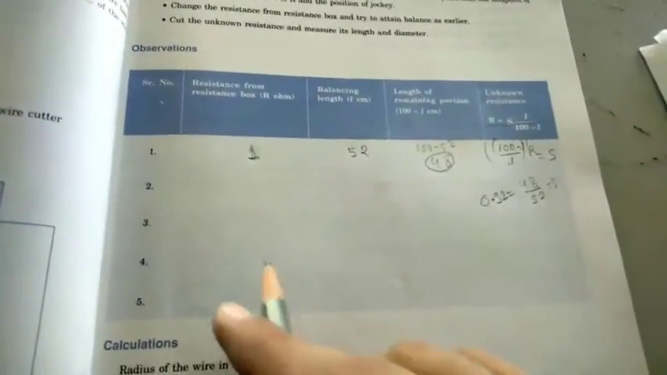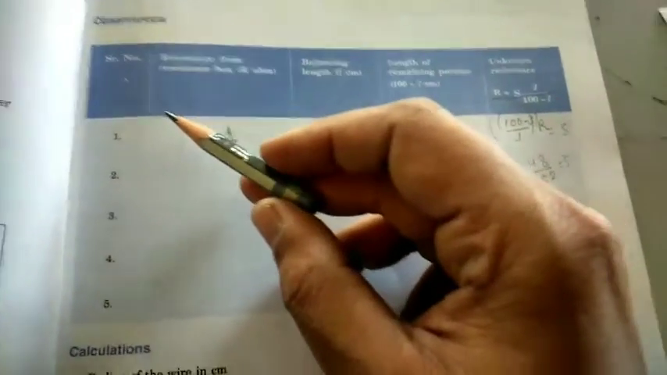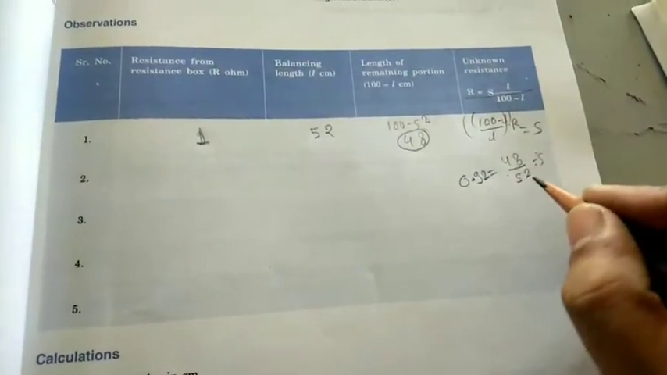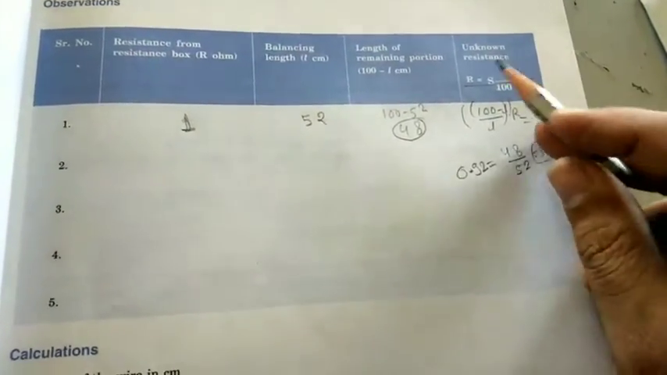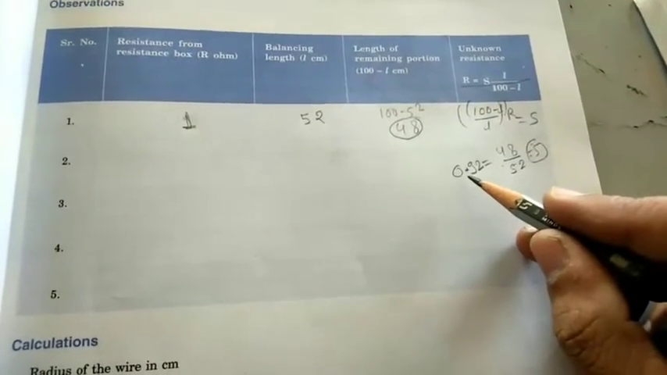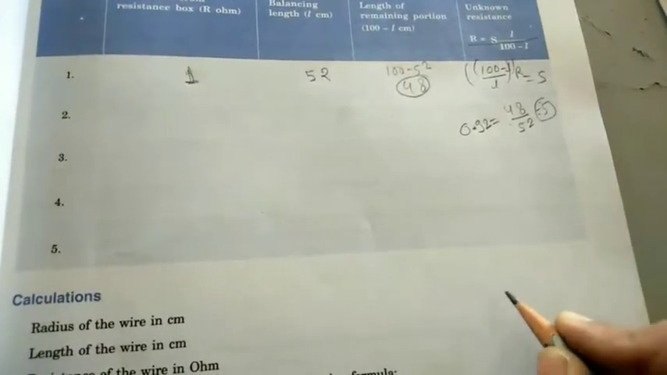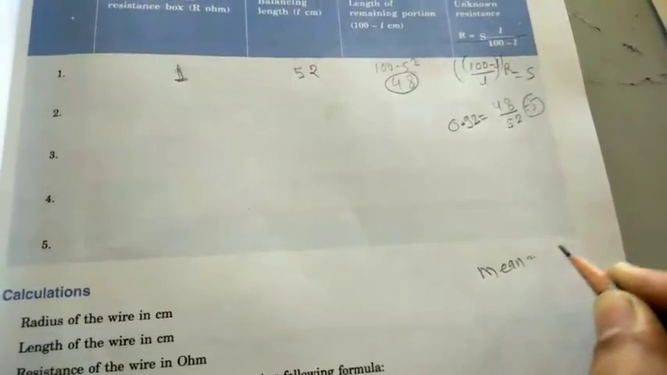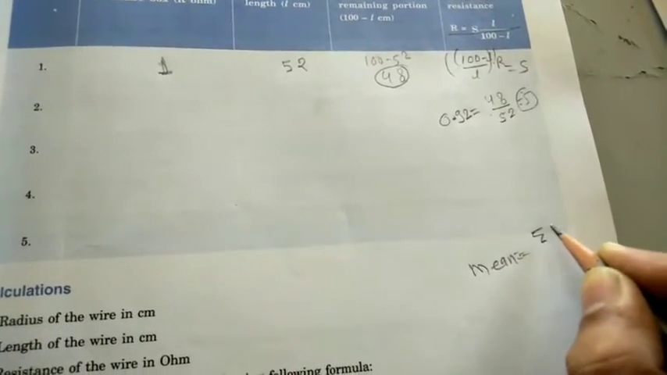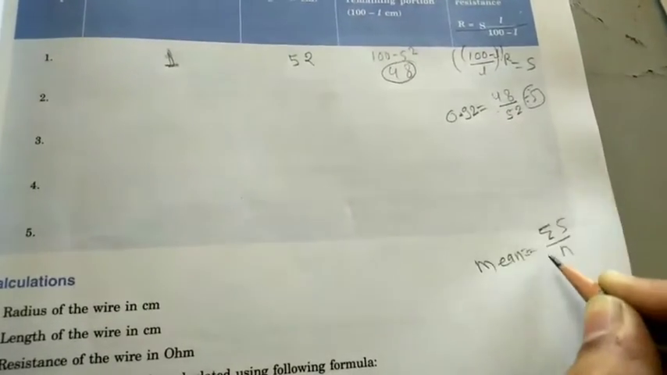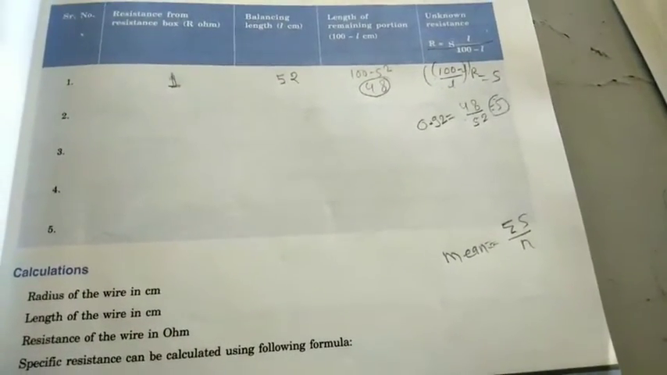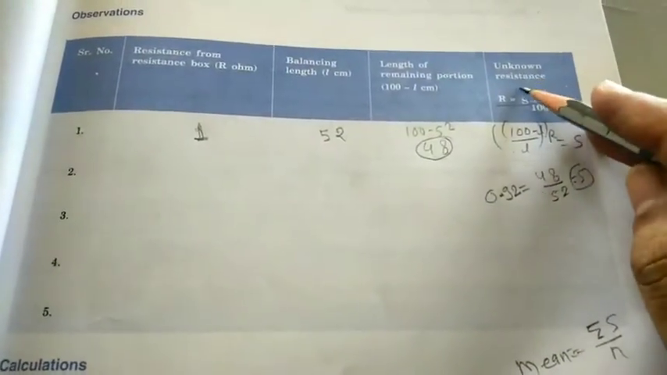We have to repeat this process approximately 4 to 5 times, and every time we will get the value of the unknown resistance, approximately 0.92, which may increase or decrease. So we have to calculate the mean value. The mean is the sum of all resistances divided by the number of resistances. The value of the mean resistance is our unknown resistance.